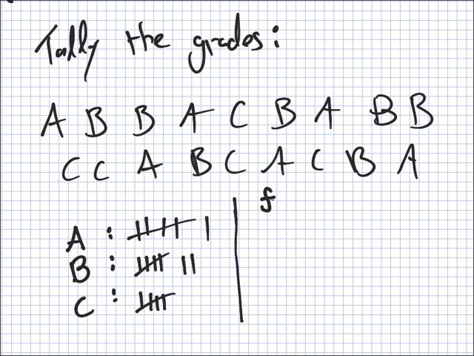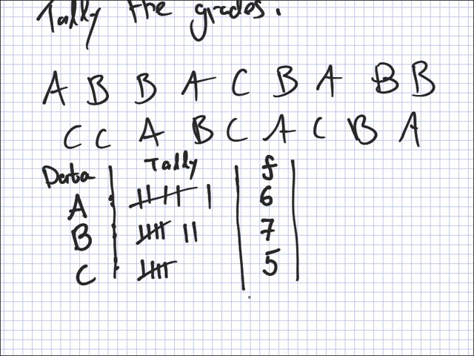Here we write F for frequency. Here's the data. Here's the tally. So this is 6, 7, and 5. And it's quite normal to put at the bottom here the total. Okay? So what's that then? 18. 18 there for the total.